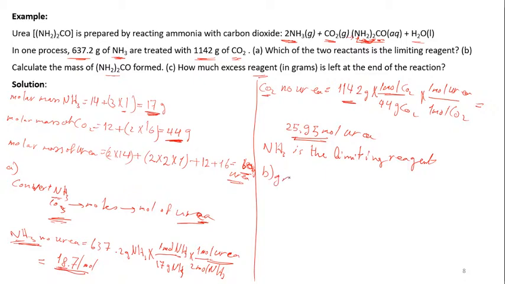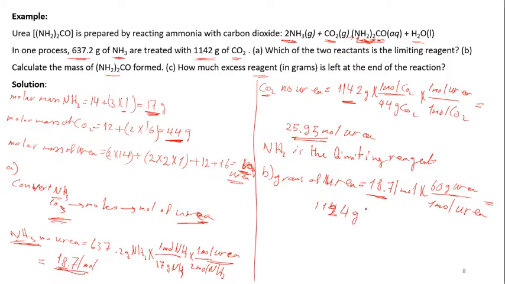So grams of urea would be equal to the number of moles of urea that is formed. Now I need to convert it into grams. The molar mass of urea is 60 grams for each mole of urea. So now I need to convert these moles into grams, which is equal to 1124 grams urea.